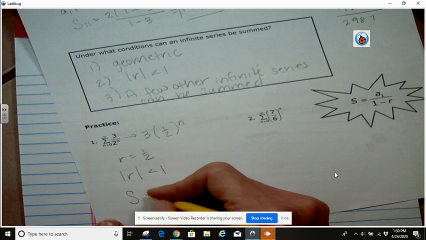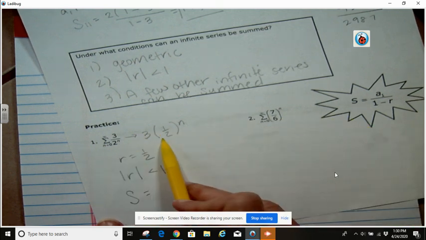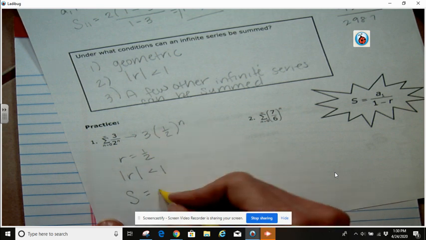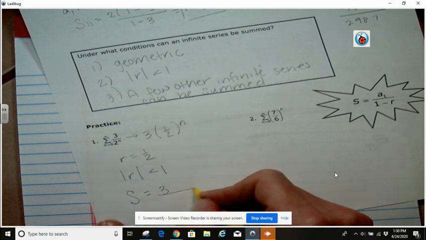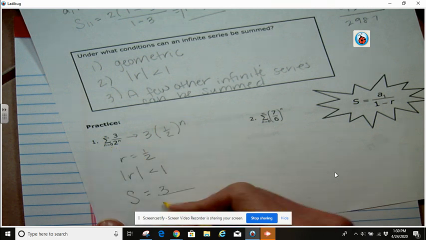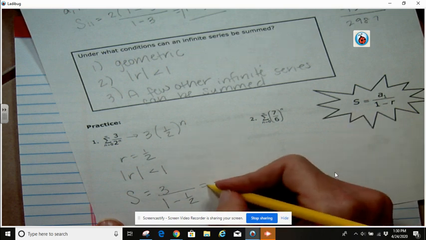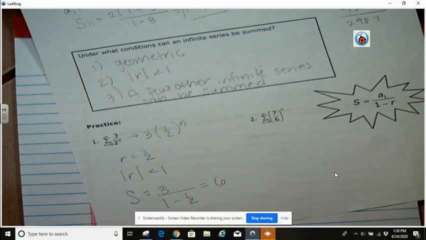So the sum of this infinite series, if we rewrite it like this, remember we talked about before, 3 is a sub 1, but you can also plug 0 in to generate that. And then we determined that r was 1/2. And so the sum of our infinite series is 6.